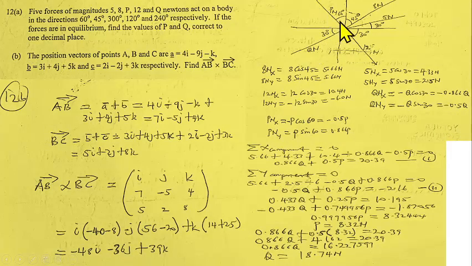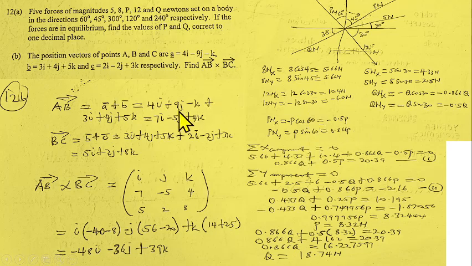Then for the last force, which is P, if you resolve it along the x component, that will give us a negative, so minus P cos 60 equals minus 0.5P. Then if you resolve it along the y component, you have P sin 60, 0.866P.